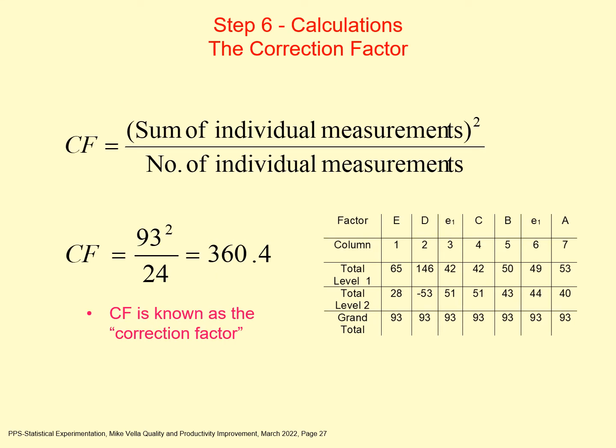The next thing we're going to be doing is, as we mentioned in the previous video, using this Taguchi designed or suggested shortcut called the correction factor. And this will help us in later calculations. The correction factor is the sum of the individual measurements squared divided by the total number of measurements. So the sum of the individual measurements squared, that's 93 squared, divided by 24, which is the number of individual measurements. So the correction factor is 360.4.